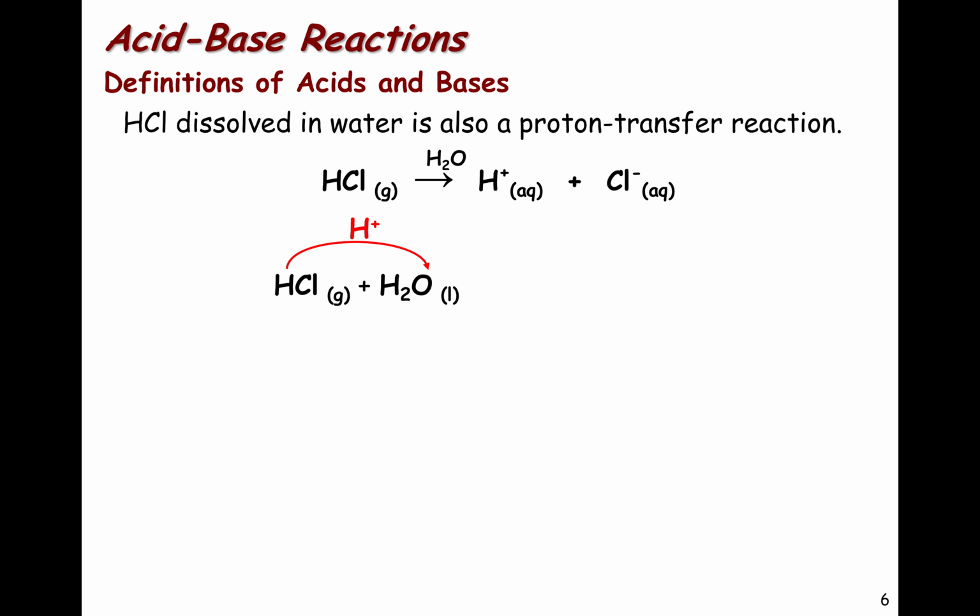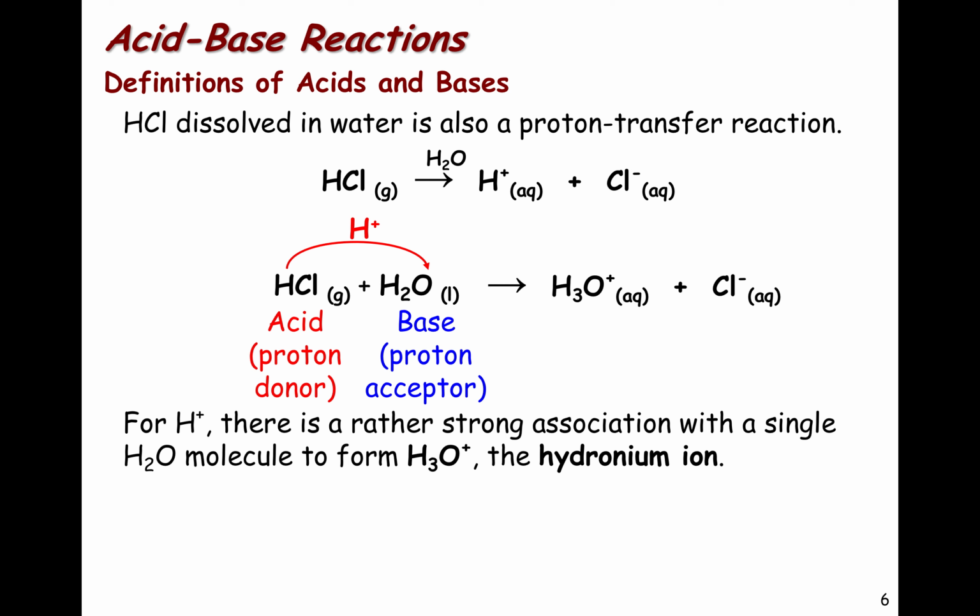On the other hand, if we discuss it in terms of proton transfers, the hydrogen chloride is going to act as the acid by donating an H+ to a water molecule. The H+ is transferred from the HCl to the water, and so the water acts as the base and the HCl acts as the acid. In this particular case, the products are a species known as the hydronium ion, H3O+, and then the other species is chloride.